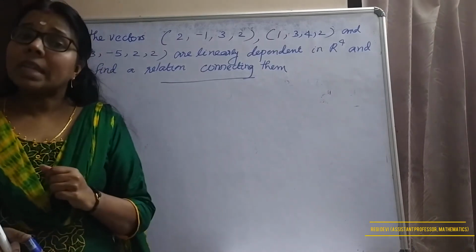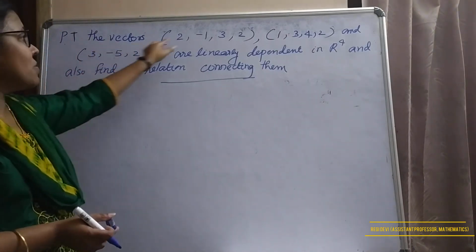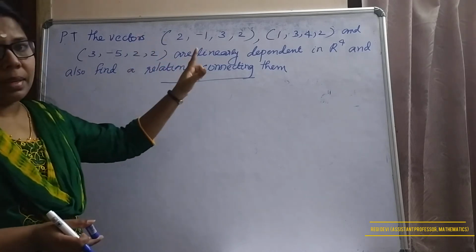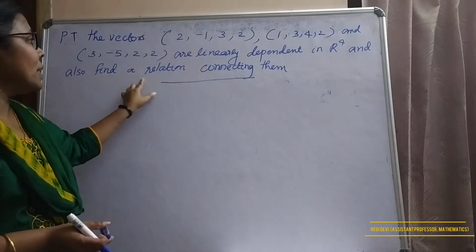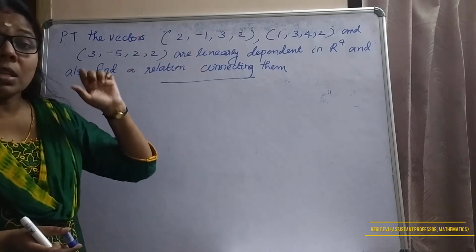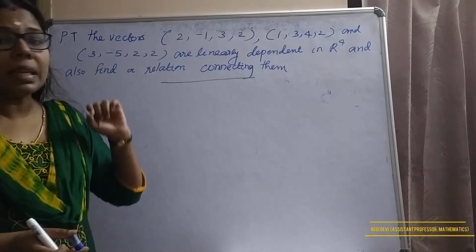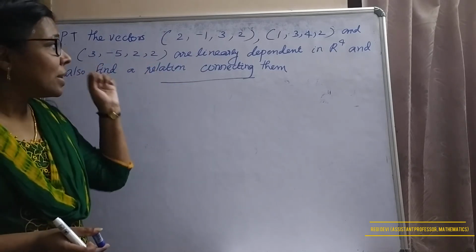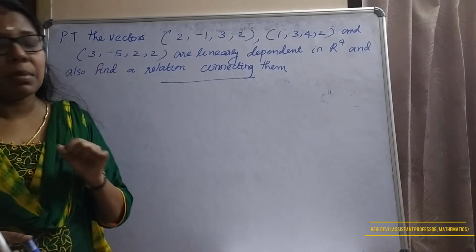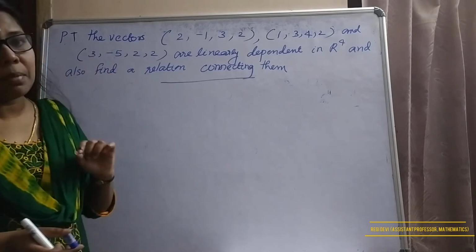Hi. Now our second question is prove that these vectors are linearly dependent and also find a relation connecting them. First we have to prove that these 3 vectors are linearly dependent. Then definitely there should be a relation connecting them. Now we have to find a relation connecting them.